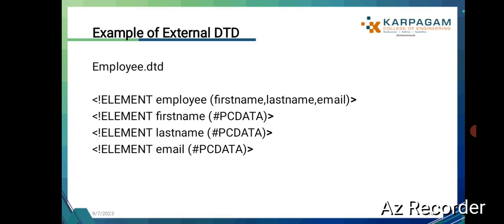So for the example of external DTD, first we want to create a .dtd file. It is based on your XML file. So I have created an element. The root element is employee. Inside that we want to include all the sub-elements, inside the open and close parentheses. So employee is the topmost root element and the sub-elements are first name, last name and email. Everything is of parsable character data type, that is PCDATA.